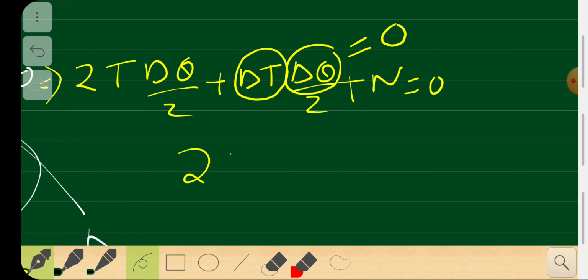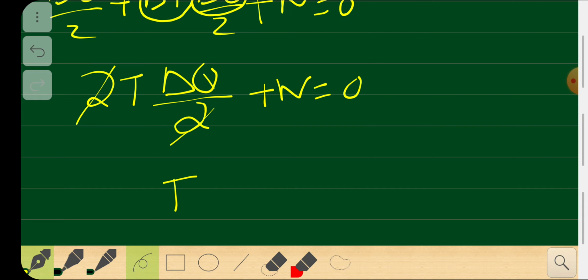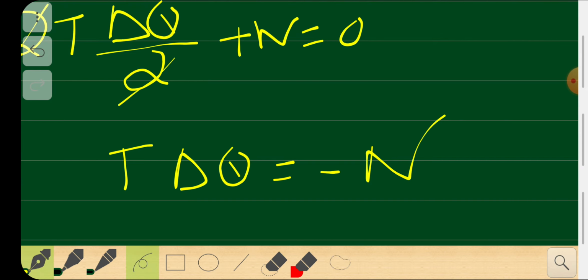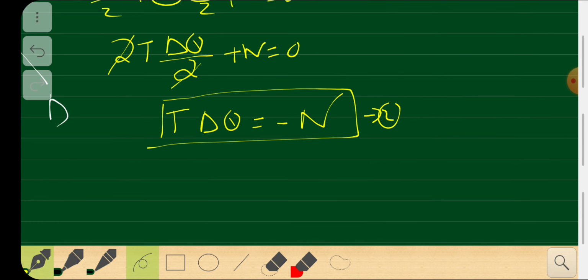That's much easier, and we don't want that minute variation. You can cancel 2 and 2. So T times delta theta plus N is equal to 0. Now T times delta theta must be equal to minus N. Okay, so we got that as well. Let's call this equation 2. So let me write down equation 1 and equation 2.